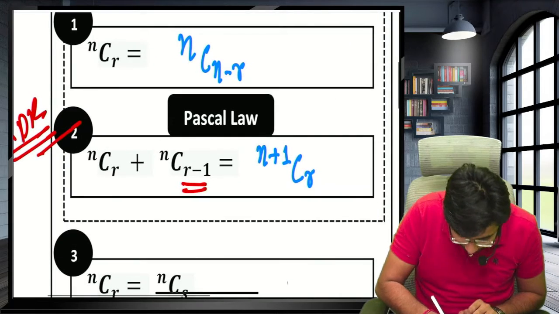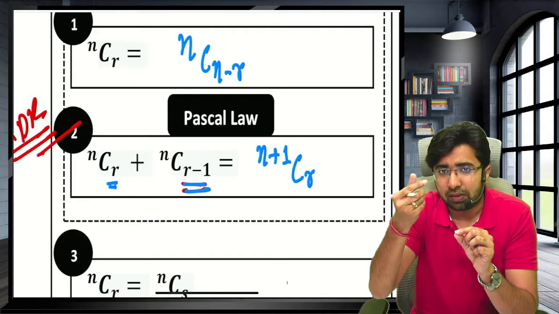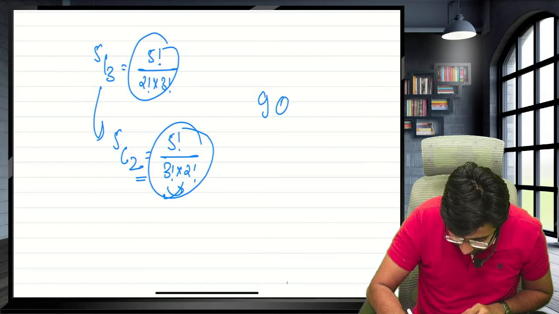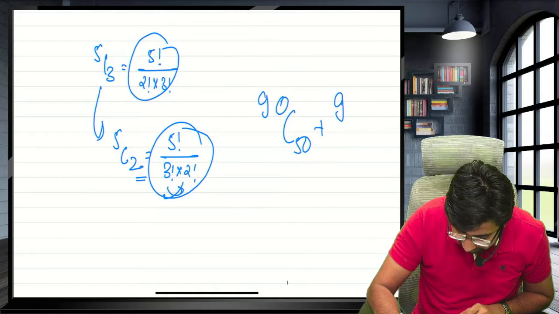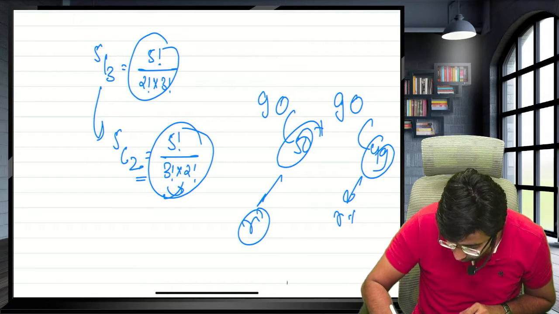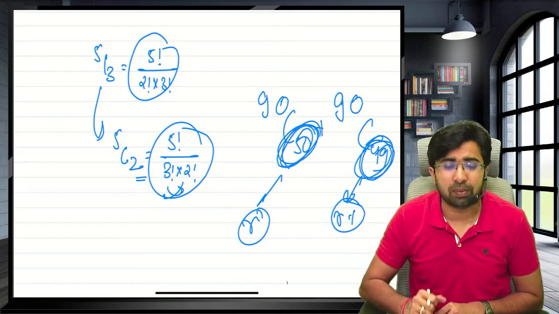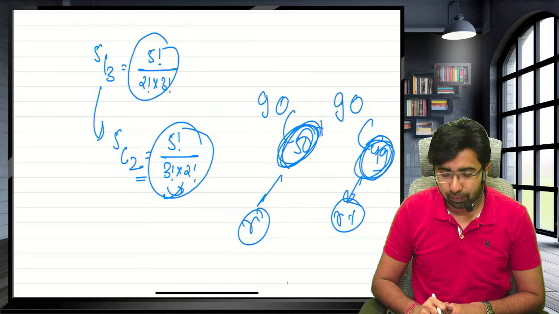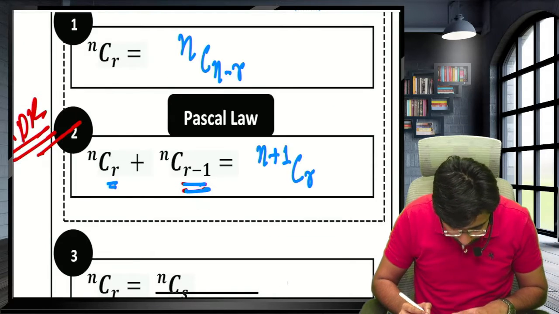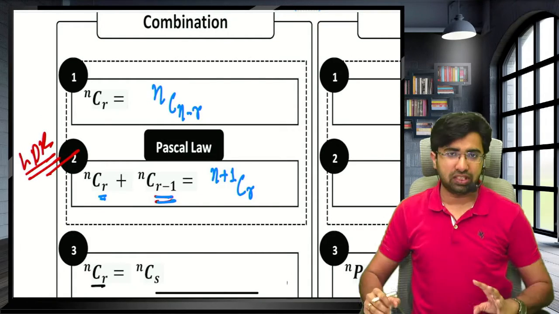Here there will be one r and one will be less than r. So r will be the greater number and r minus 1 will be 1 less. So guys, if there is 90C50 and the other is 90C49, this is r minus 1. Always the greater number will be treated as r. Are you getting this point? Now, why am I teaching this? Guys, both property number 1 and property number 2 work in conjunction with each other.